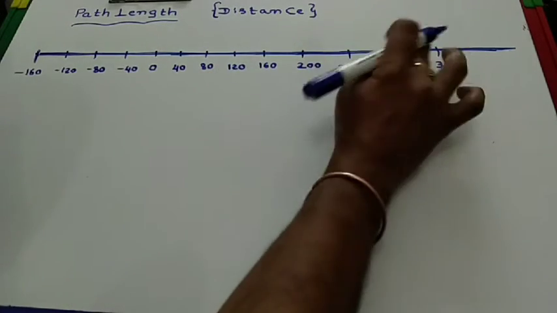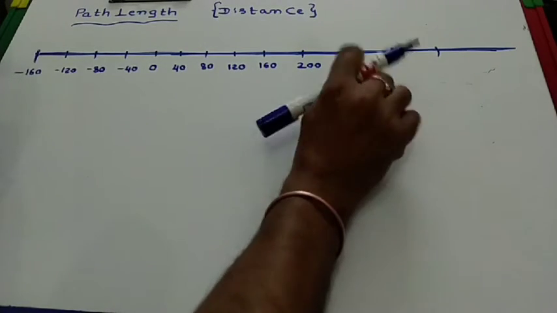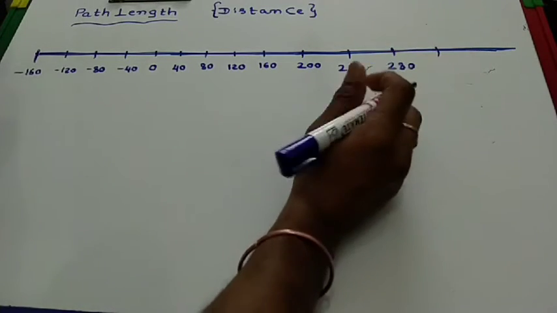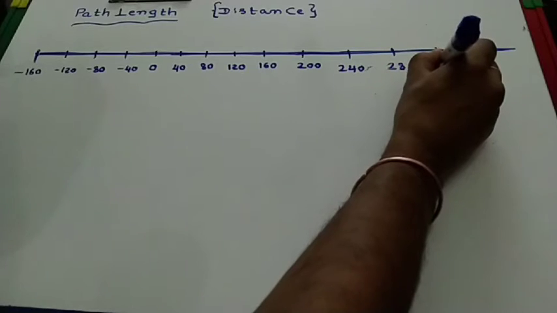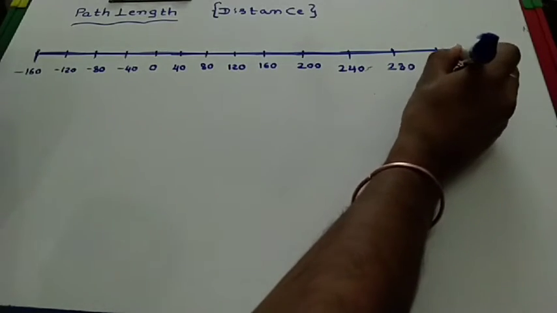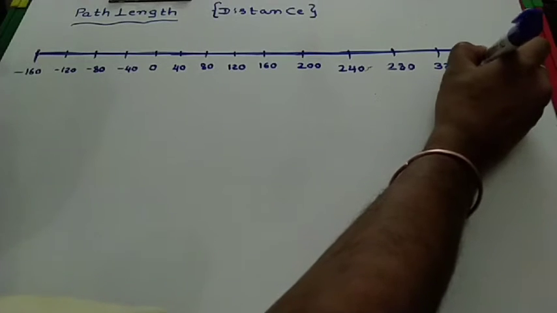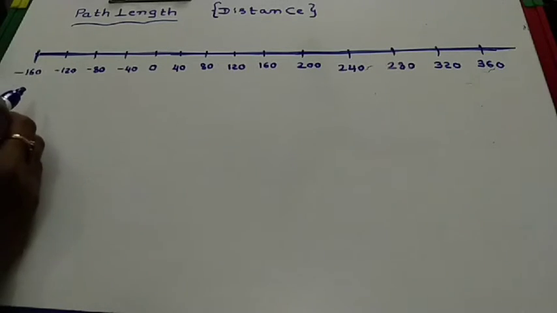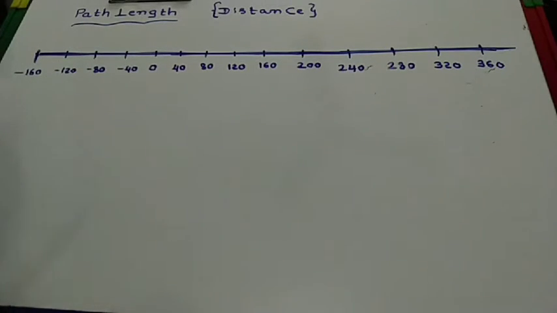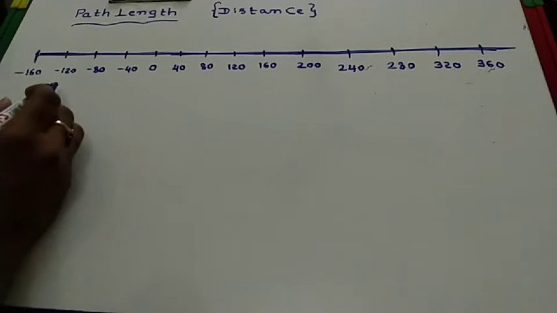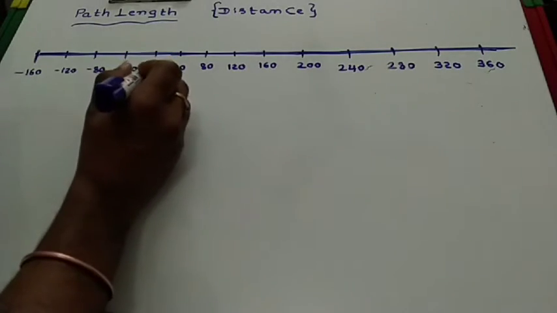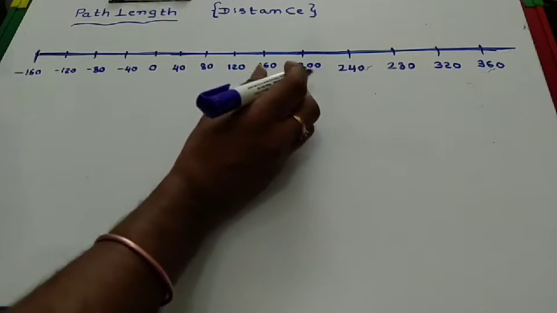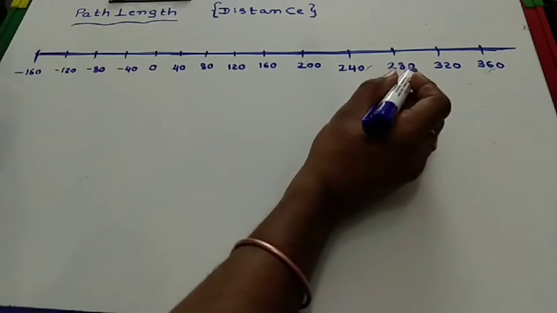Next plus 280, after that 320, after that 360. Once again I am repeating the numbers: minus 160, minus 120, minus 80, minus 40, 0, 40, 80, 120, 160, 200, 240, 280, 320, 360.